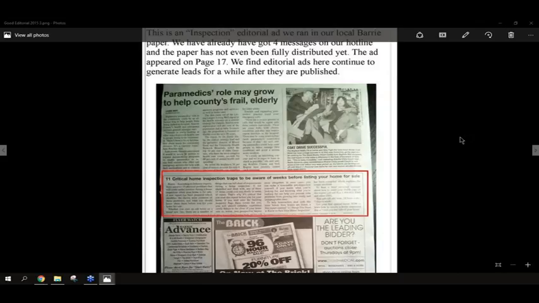Here's another good example: 11 critical home inspection traps to be aware of before listing your home for sale. We find editorial ads continue to generate leads for a while after they're published. This has shelf life, right? You'll get leads the day it comes out and maybe even for a couple weeks later, who knows? Okay, let's go to the USP ad generator.